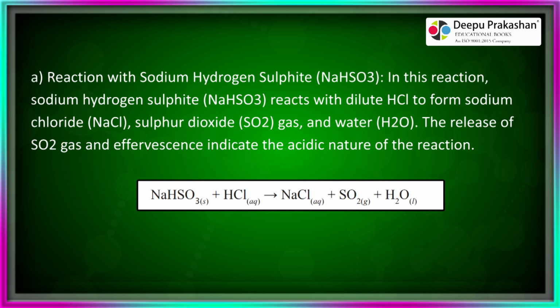A. Reaction with sodium hydrogen sulfite, NaHSO3. In this reaction, sodium hydrogen sulfite, NaHSO3, reacts with dilute HCl to form sodium chloride, NaCl, sulfur dioxide, SO2, gas, and water, H2O. The release of SO2 gas and effervescence indicate the acidic nature of the reaction.